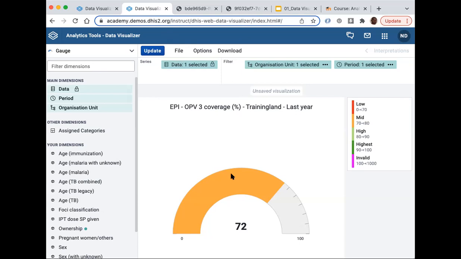Okay, good. So, those are the two charts that I've been able to quickly show you in terms of our session today.